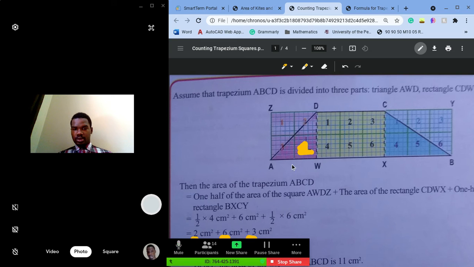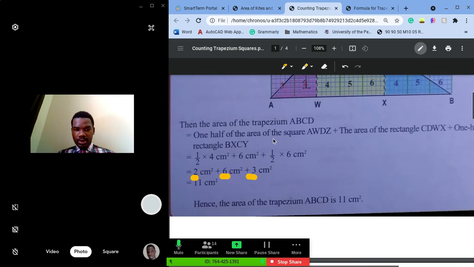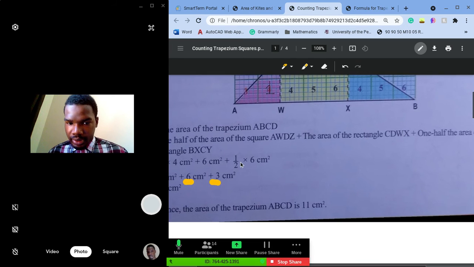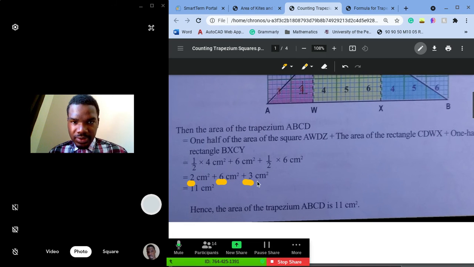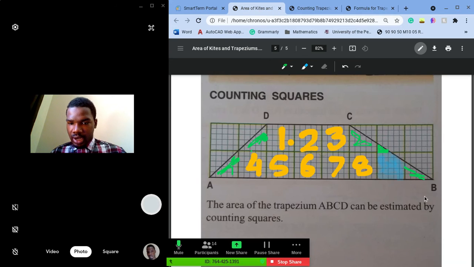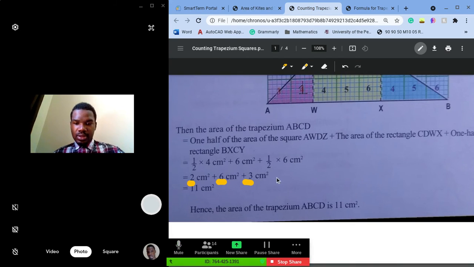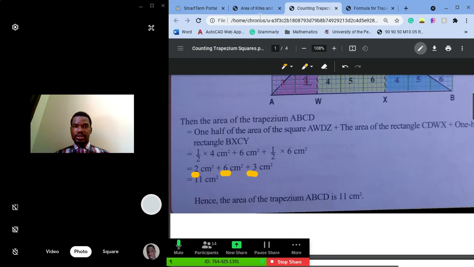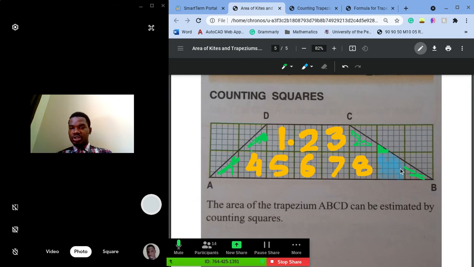Okay, good. Now once you've done that, we're just going to add them together. That's why you see plus plus. So what is 2 plus 6 plus 3? The original answer we got when we added the individual squares, which was 11. So this is the official method on how to add the trapezium together. You can do this method, but just make sure you don't make any errors. Clear?